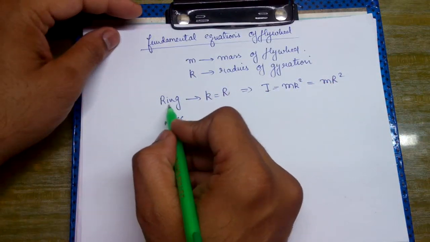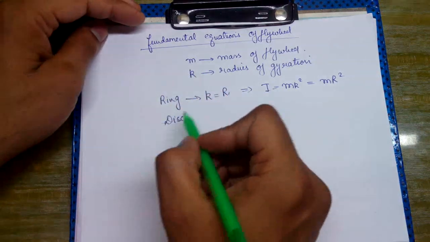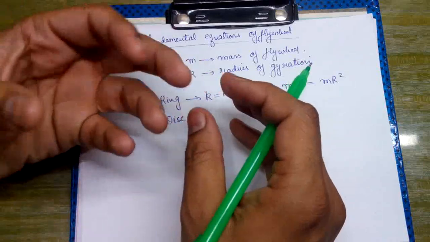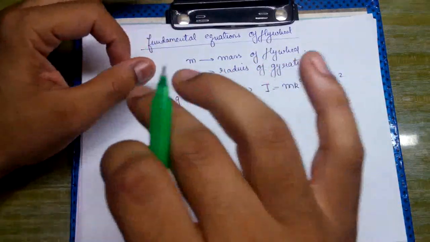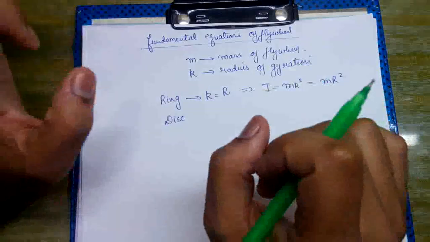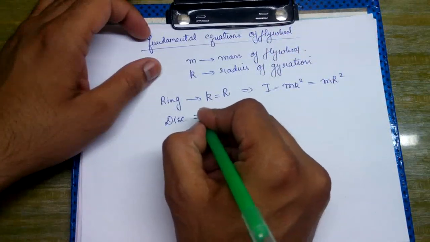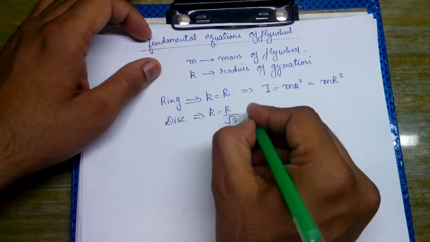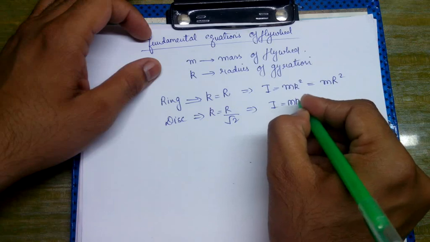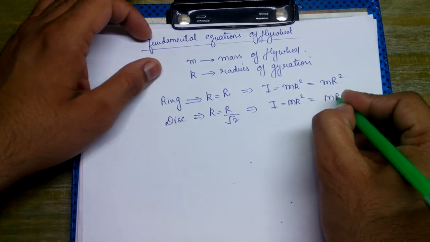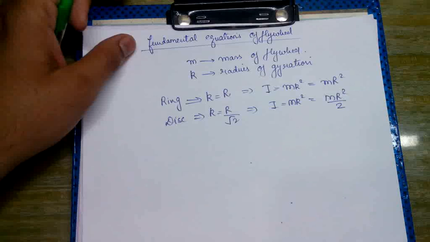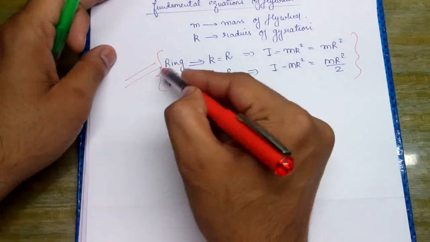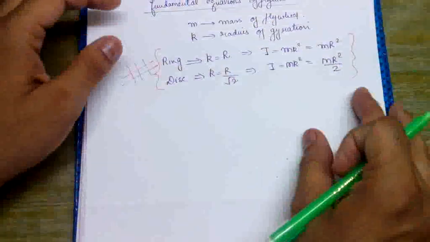Now, what is the difference between a ring and a disk? In the case of the ring, most of the mass is concentrated at the periphery, whereas in the case of the disk, like a compact disk or a DVD, the mass is not entirely concentrated on the outer periphery. Here K is equal to R by root 2, such that I is equal to mK square, and it becomes mR square by 2. Please remember these two cases because they are very commonly used and widely asked in problems also.